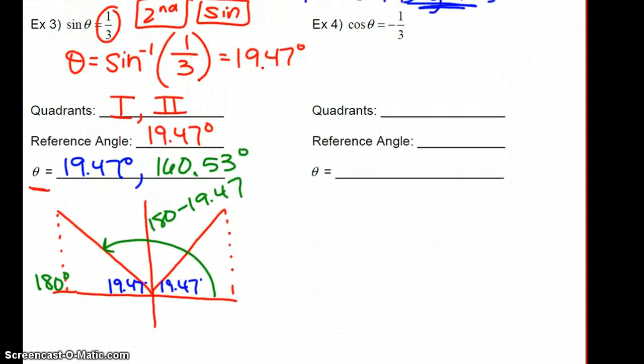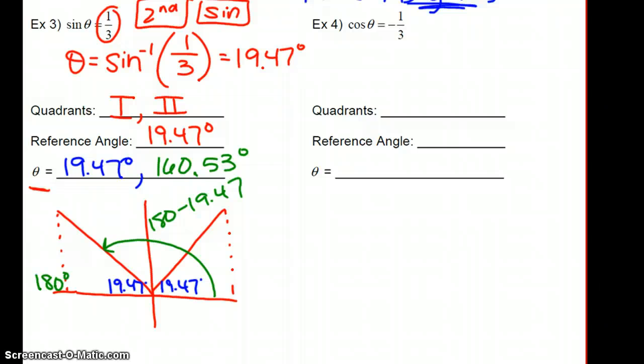Moving on to example 4. Cosine of theta equals negative 1/3. Now you may have noticed in the notes above, it does tell you that when things are negative, your calculator gets a little funky. So what I want you to always do, just to be safe, is just plug in positive. Just plug in that ratio 1/3. Don't worry about the positive or negative. That's where our quadrants help us out.